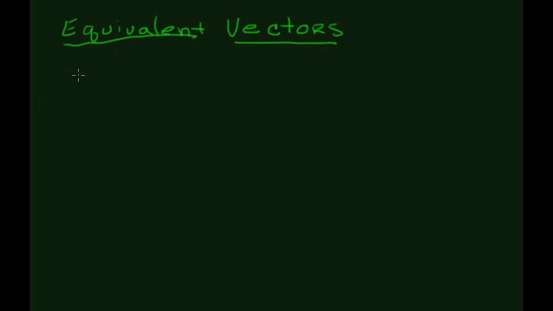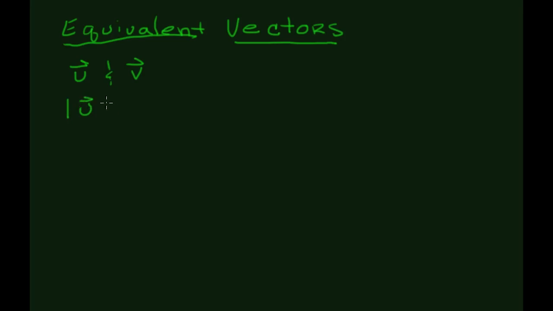Okay, so we're starting to create an algebra around this. In order to make an algebra, you have to have an idea of equivalence. So we need to be able to say when these mathematical entities, vectors, are equivalent. So when do we have equivalent vectors? Let's say I have a vector u and I have a vector v. Okay, so when are they equivalent?